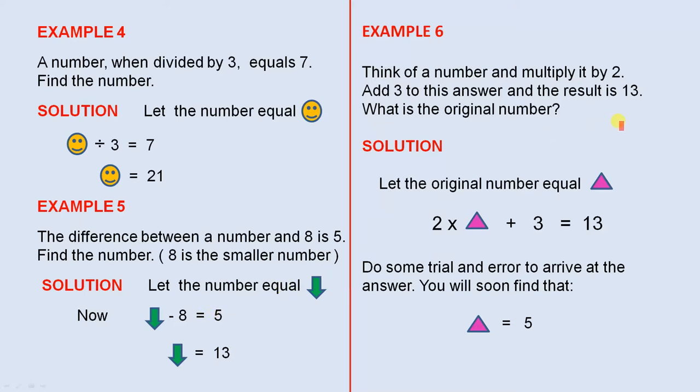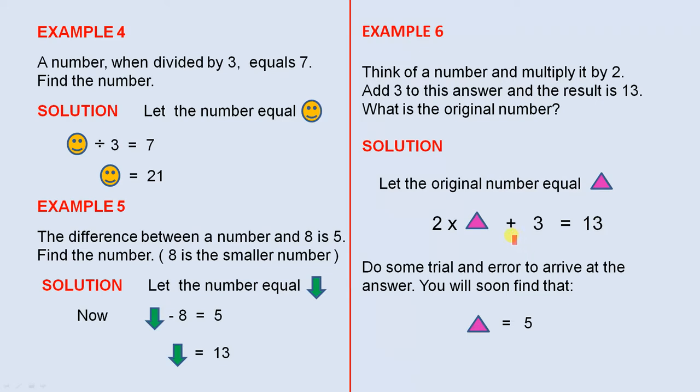Example 6. Think of a number and multiply it by 2. Add 3 to this answer and the result is 13. What is the original number? Let the original number be the triangle. So you have to multiply it by 2. So 2 times the triangle, when you add 3, gives you 13.